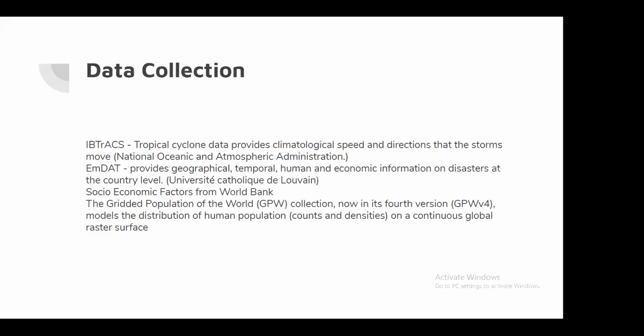The socioeconomic factors were mostly taken from World Bank indicators, and those are also proven to be very important. The very last one that I'm going to talk about is gridded population of the world, and it's not just gridded population of the world, it's gridded population of the world overlapped with the track of the cyclone. Next page, please.